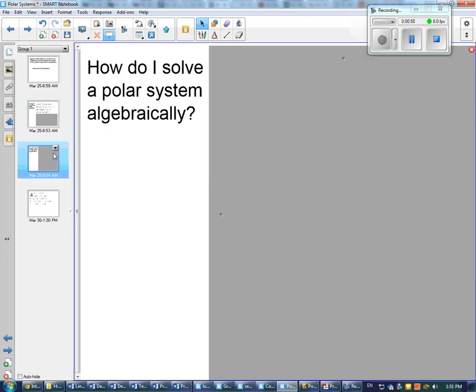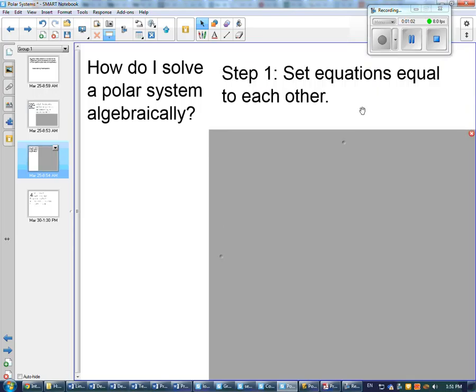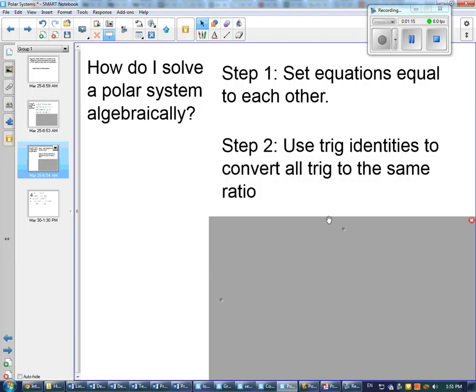Then how do we actually solve a system algebraically? A system means you have 2 polar equations. You might have 2 circles, and I want to know where they intersect. So the first thing you're going to do is set the 2 equations equal to each other. Then your goal is to get only one trig ratio. Everything can be sine, everything can be cosine, or everything can be tangent. And you might need to use those double angle identities that you saw above.